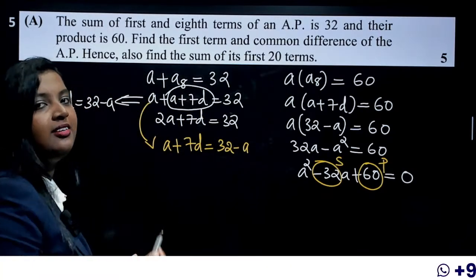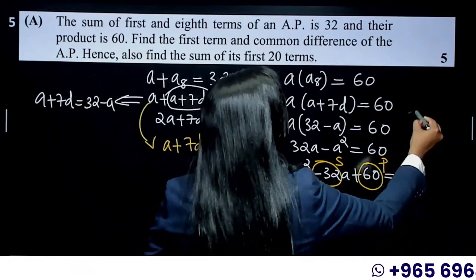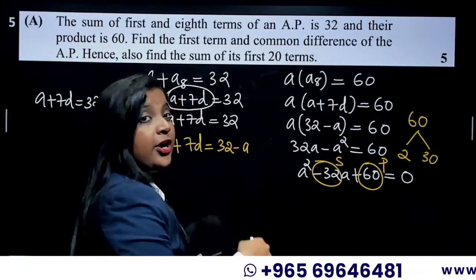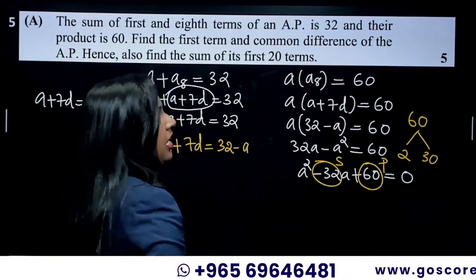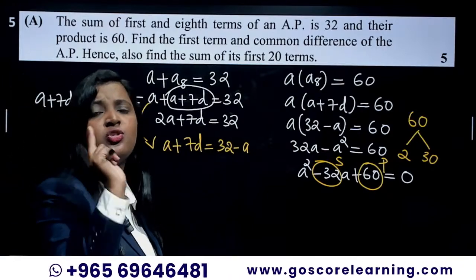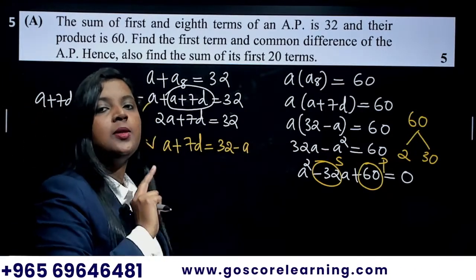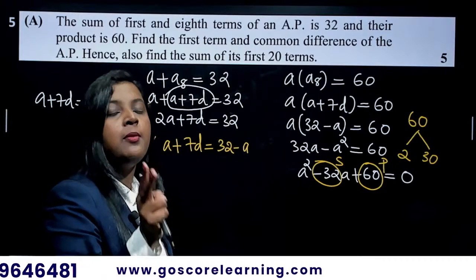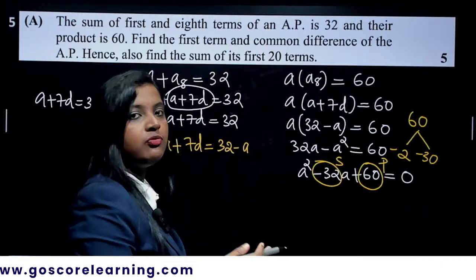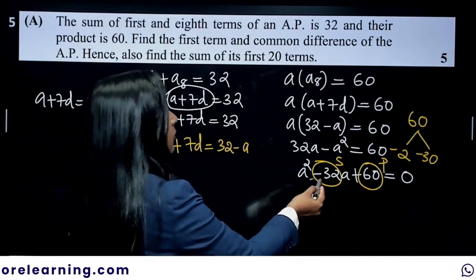Very difficult? Okay, simply. 60, we know that 2 into 30 is 60. We just need the product to be positive and the sum to be negative. Product is positive in just two cases: when both numbers are positive or both of them are negative. So here the possibility is both of them are negative because we need the sum to be negative.